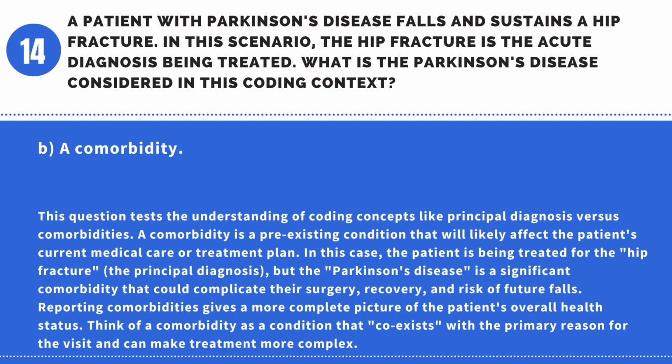Answer: B. A comorbidity. This question tests the understanding of coding concepts like principal diagnosis versus comorbidities. A comorbidity is a pre-existing condition that will likely affect the patient's current medical care or treatment plan. In this case, the patient is being treated for the hip fracture, the principal diagnosis, but the Parkinson's disease is a significant comorbidity that could complicate their surgery, recovery, and risk of future falls.